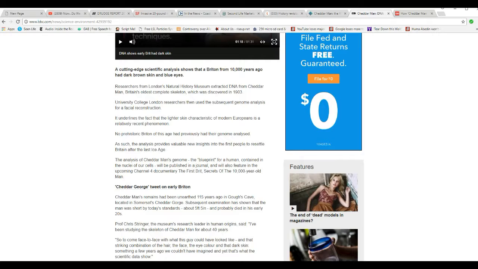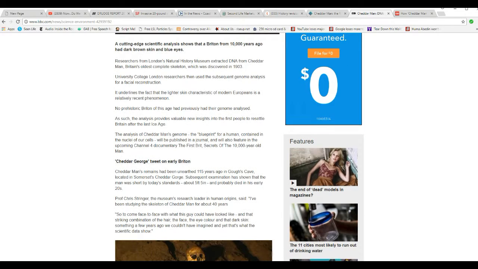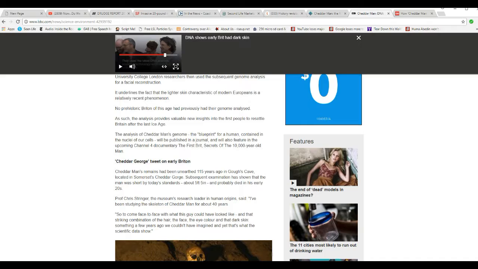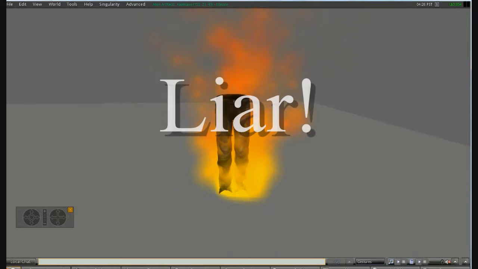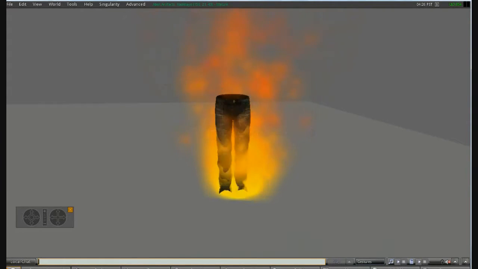Researchers from London's Natural History Museum extracted DNA from the Cheddar Cheese Man, Britain's oldest complete skeleton, which was discovered in 1903. University College London researchers then used subsequent genome analysis for facial reconstruction. It underlines the fact that lighter skin characteristics of modern Europeans is a relatively recent phenomenon. That is a lie. You are a liar. Liar, liar, pants on fire.